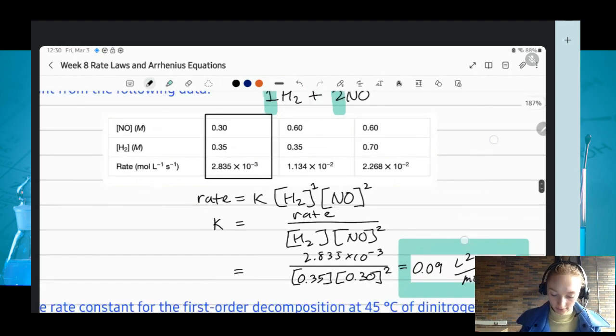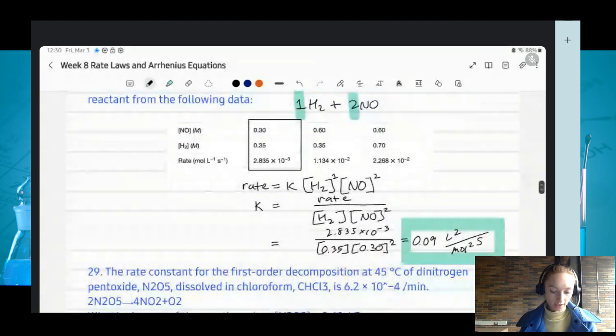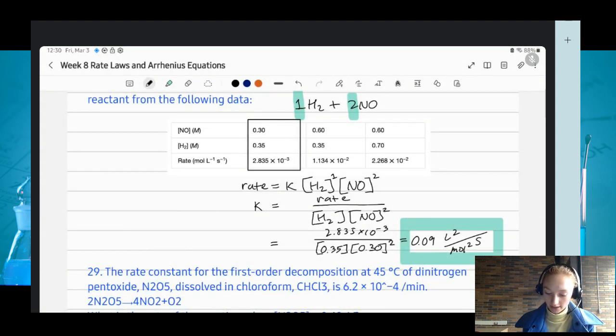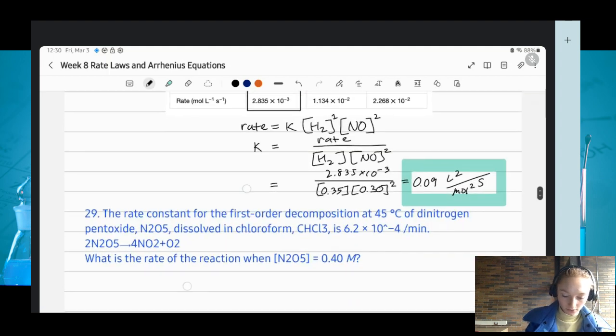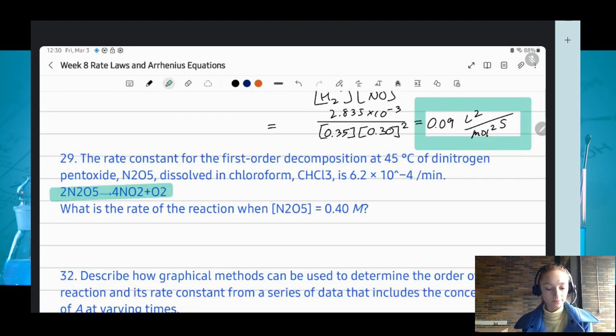So now let's move on to 29. Let me know if you have any questions. So 29 says the rate constant for the first order decomposition at 45 degrees Celsius of dinitrogen pentoxide N2O5 dissolved in chloroform CHCl3 is 6.2 times 10 to the negative 4 per minute. That is the reaction right there. It's the 2N2O5 goes to 4NO2 plus O2. What is the rate of the reaction when N2O5 is 0.4 molarity?